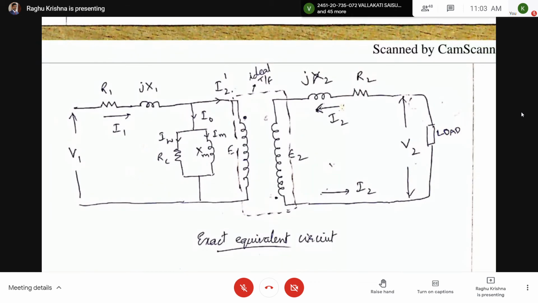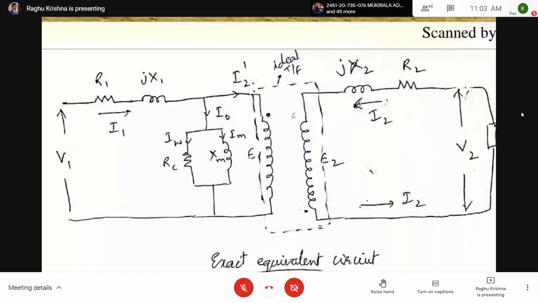See here, on the left side, capital R1 is the winding resistance of the primary winding, and R2 is the resistance of the secondary winding. X1 and X2 consider the leakage flux. Next, coming to the core losses, the core losses are considered by the resistance RC.